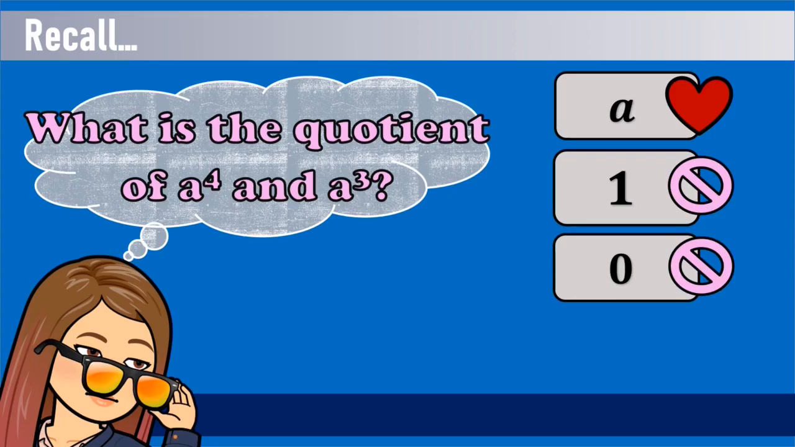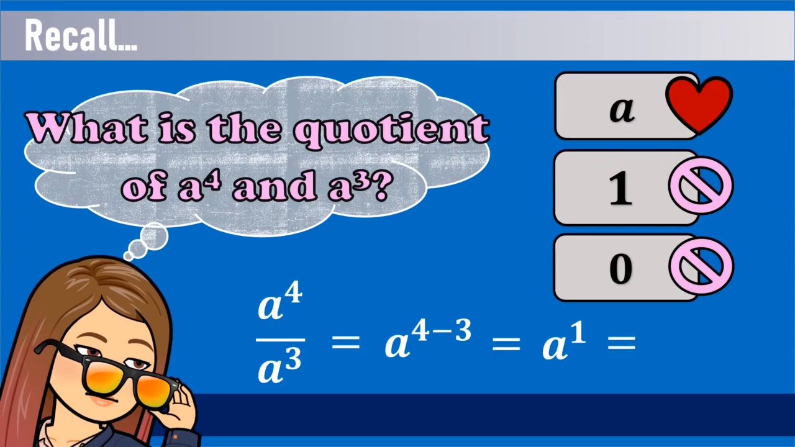As I told you, this is a quotient rule. a to the power of 4 divided by a to the power of 3. What should we do again? Yes, copy the base, then subtract the exponents. 4 minus 3. So that is a to the power of 1. But why is it not 1? Because a to the power of 1 is simply a. There is no need to write 1 as an exponent. Remember that 1 as an exponent may not be written at all.